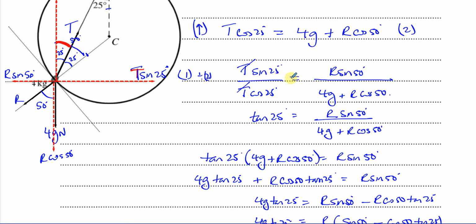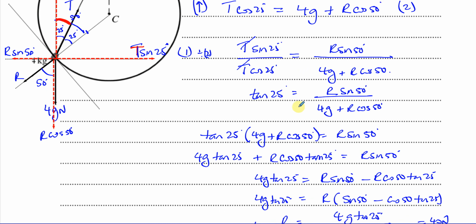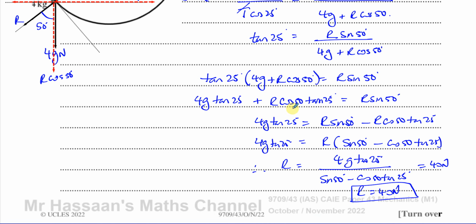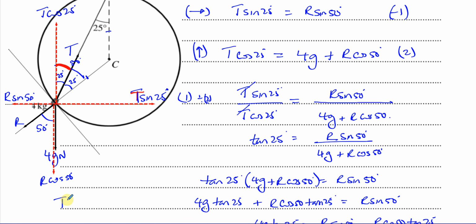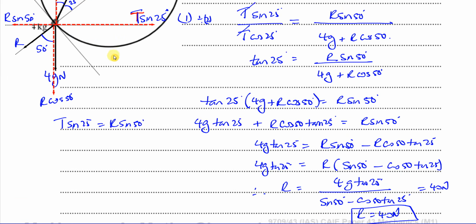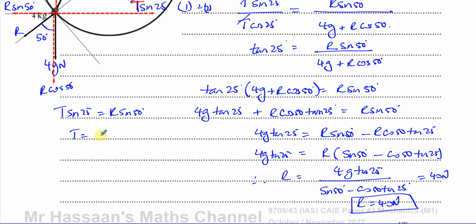Okay, as I said, this is a bit of a long way of doing it, right? There is a shorter way, but we haven't finished yet because you also got to find T. So we can use that first equation. We know that T sine 25 is equal to R sine 50. So we can say T is equal to R sine 50 over sine 25. And we now found what R is. So T is going to be 40 times the sine of 50 over the sine of 25. And that will give us our answer.